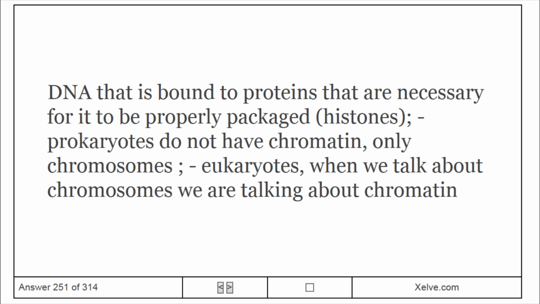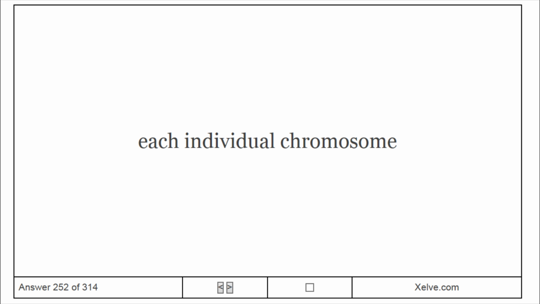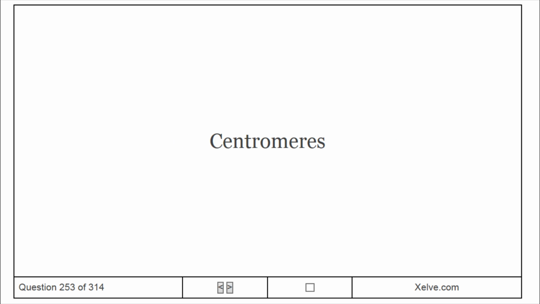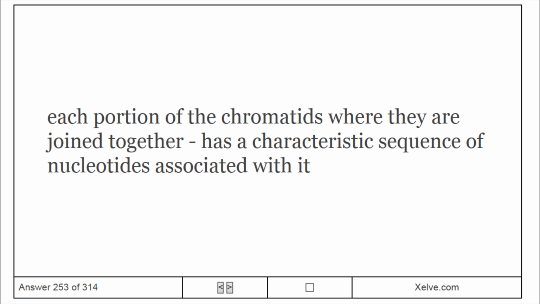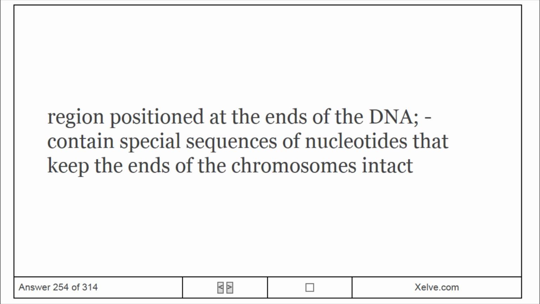Chromatid. Each individual chromosome. Centromeres. Each portion of the chromatids where they are joined together has a characteristic sequence of nucleotides associated with it. Telomeres. Region positioned at the ends of the DNA, contains special sequences of nucleotides that keep the ends of the chromosomes intact.